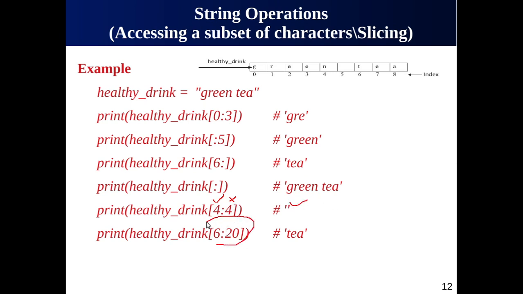What about this one? Start with 6 and end with 20. Okay, we do not have 20 here. It will display 6, 7, 8, and then as we do not have anything else, it will ignore the rest of the positions. This is how we access a slice of a string, and these are the different methods that we saw.